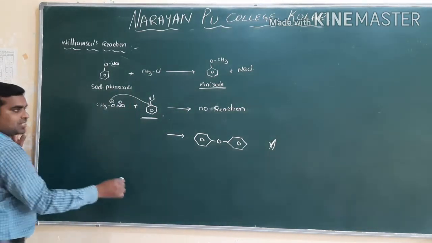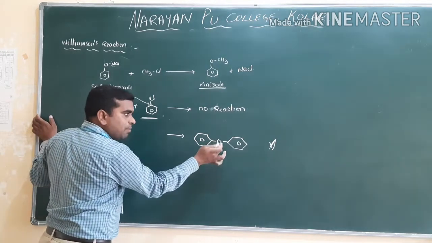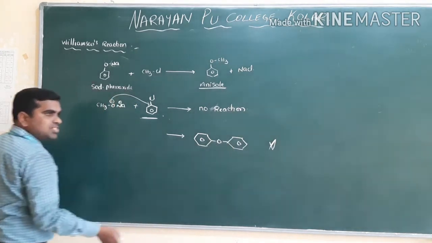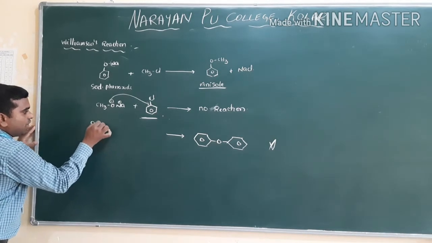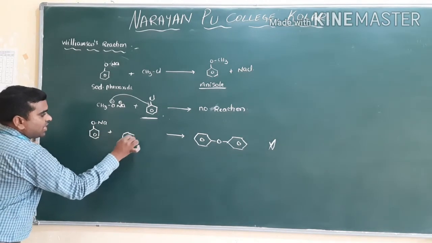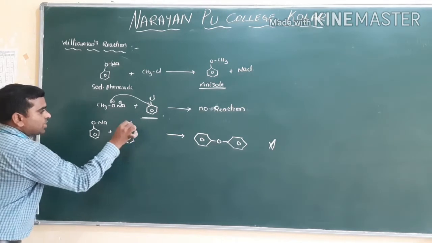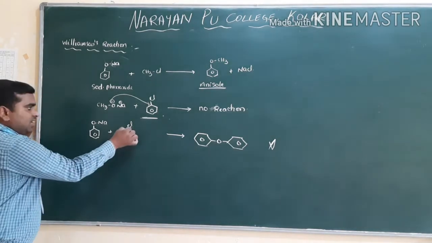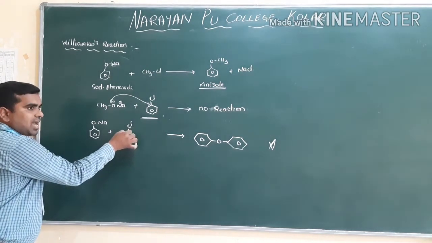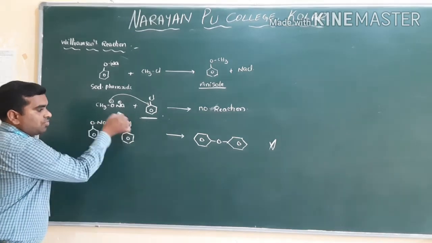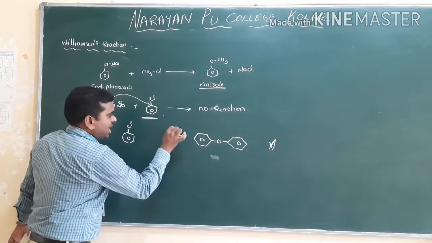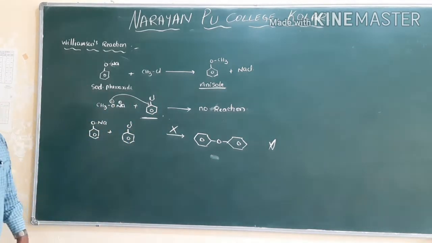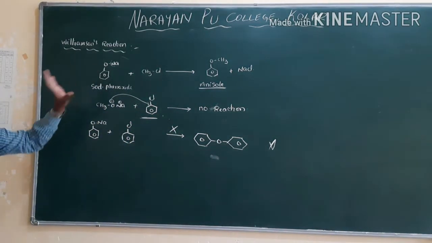Why? Because to prepare this one, one reactant should be a sodium alkoxide and the other should be a halobenzene. So I have to take the same reaction, the phenoxide ONa, plus another one with chlorine. But this has partial double bond character and cannot be involved in nucleophilic substitution, so this reaction cannot happen. This is Williamson's reaction.